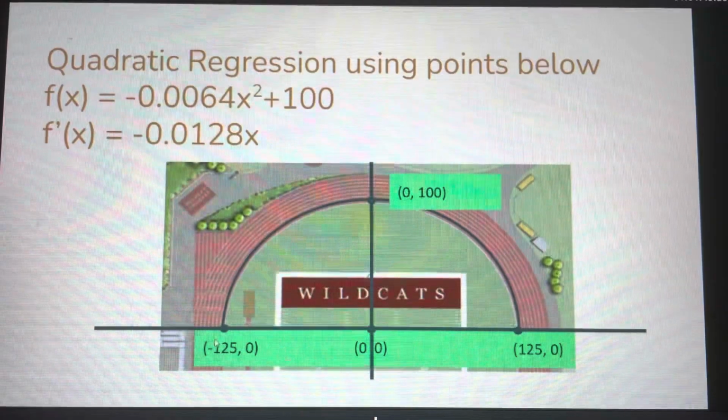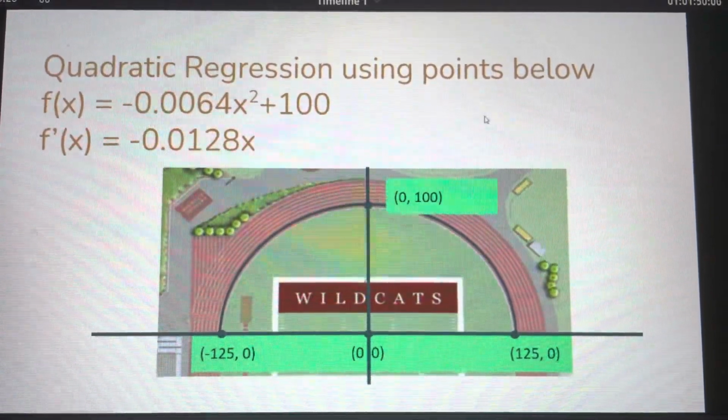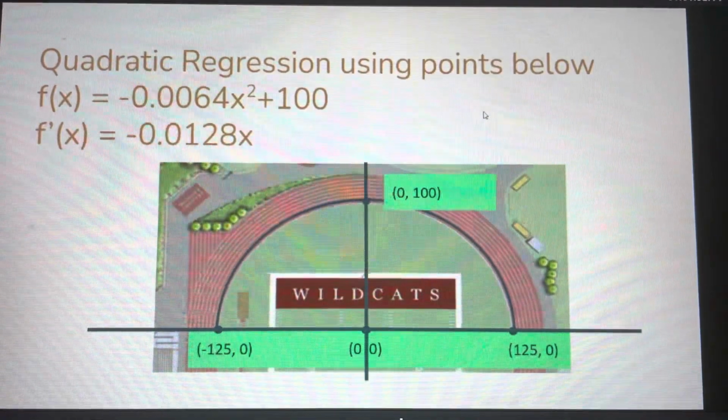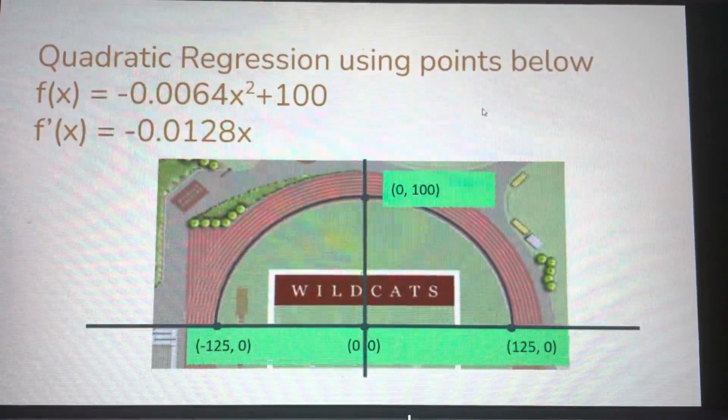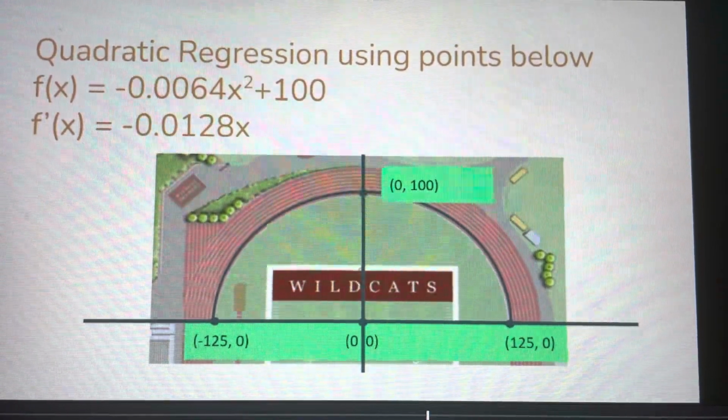As you can see, it curves in a parabolic shape, and our quadratic regression equation becomes f of x equals negative 0.0064 x squared plus 100. And the derivative of that would be negative 0.0128x.